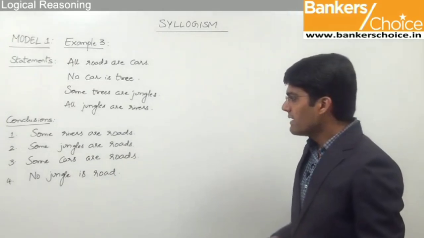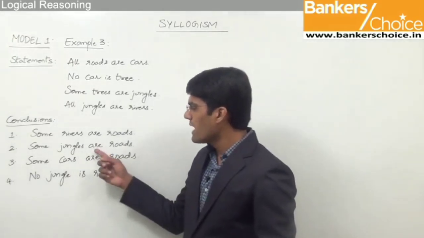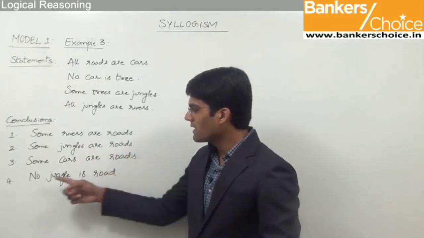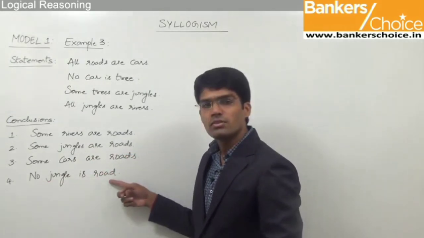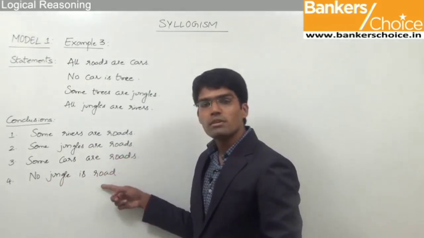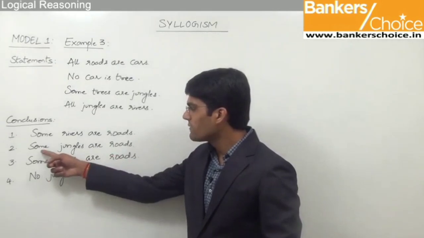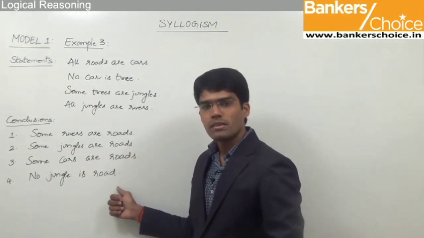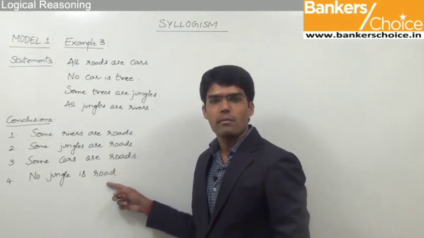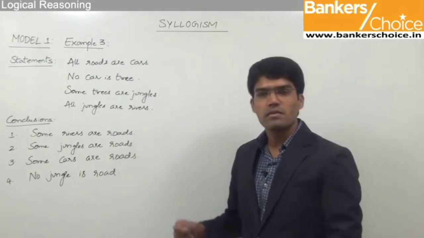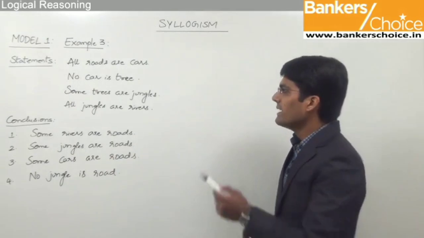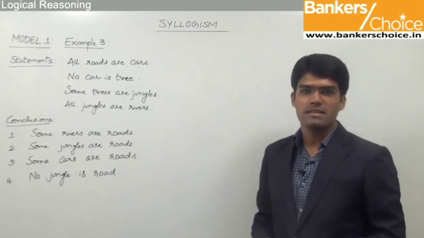Now as you can see here, if you observe conclusion number 2 and conclusion number 4, that is some jungles are roads, and conclusion number 4, no jungle is road, these two form a complementary pair. Why? Because this is in the form of some A's are B's and this is no A is B. So these two make a complementary pair. So we need to be careful whenever we have got a complementary pair in the given conclusions. Now again, let us start with the basic diagram for the given statements.